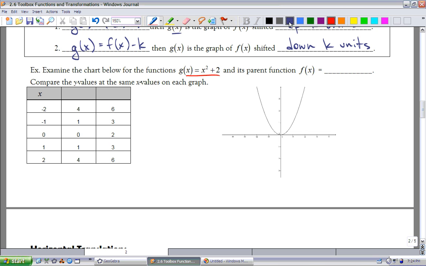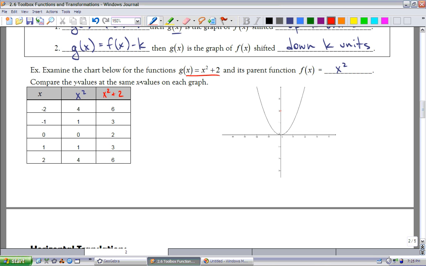And its parent function. Now, what is its parent function? Well, notice again that we have an x squared here. So the parent function is x squared. So what I've done here is I made a chart for us already. We don't have to compute it. And x squared is here, and our x squared plus 2 is right next to it. Now, we can graph that quickly here.